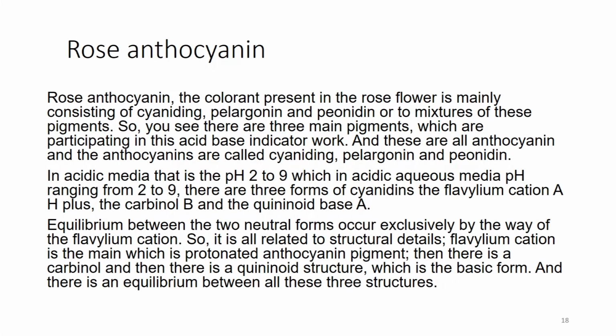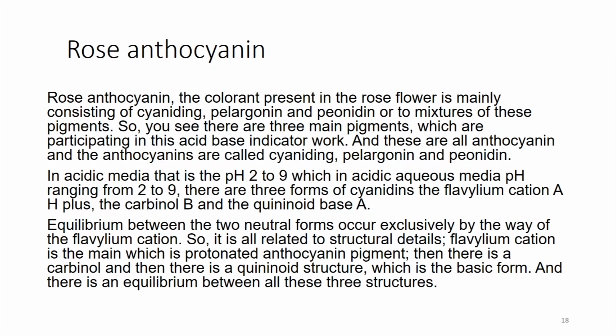Rose anthocyanin, the colorant present in the rose flower, mainly consists of cyanidin, pelargonidin and peonidin, or mixtures of these pigments. So, you see that these three main pigments participate in the acid base indicator work, and these are all anthocyanins, called cyanidin, pelargonidin and peonidin.